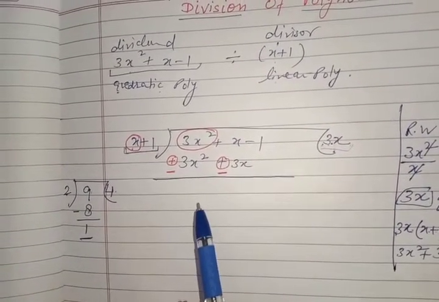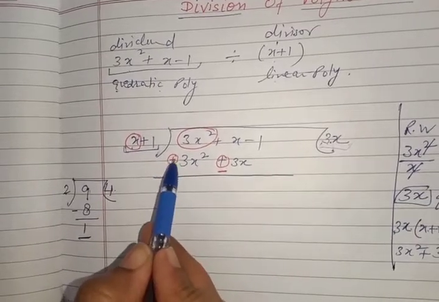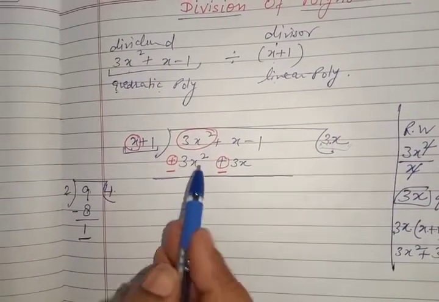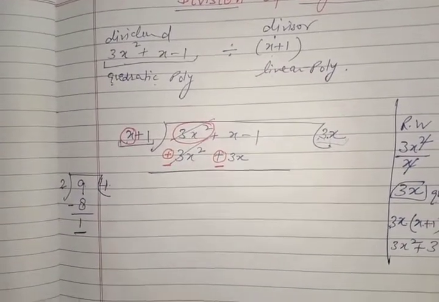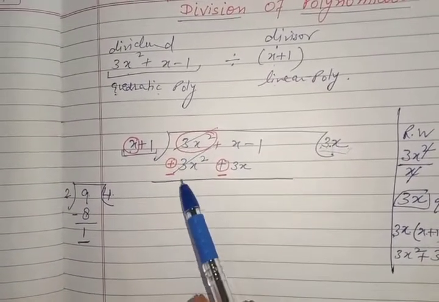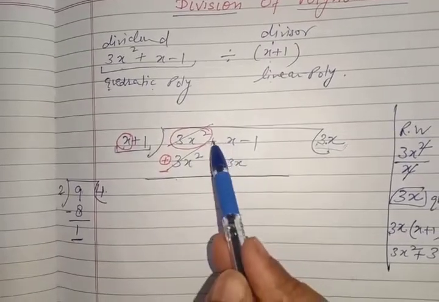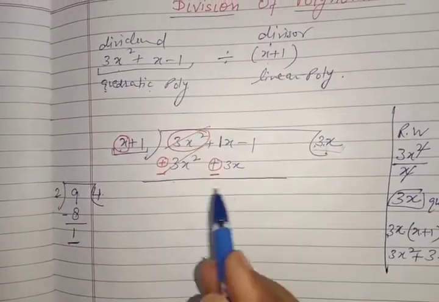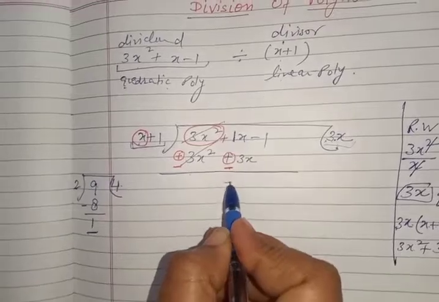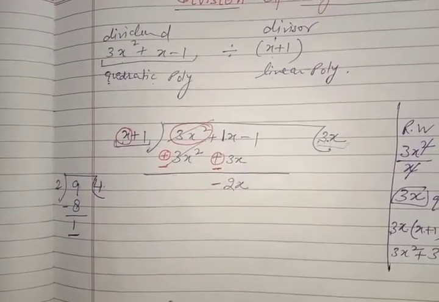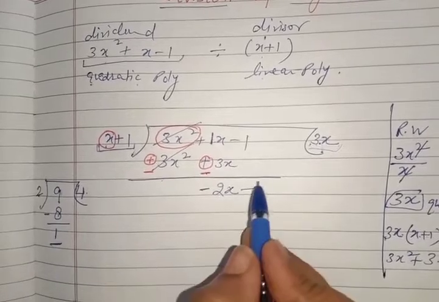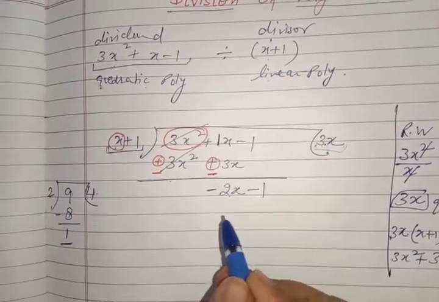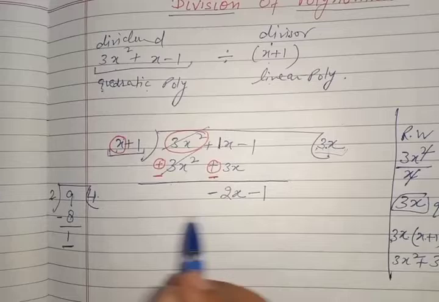Similarly here we are doing. We change the sign. Why? Because we are subtracting. So 3x square and 3x square can get cancelled because both are same. 3x square minus 3x square is 0. Plus x minus 3x. It will give us minus 2x and then minus 1. This is the second step we have got.